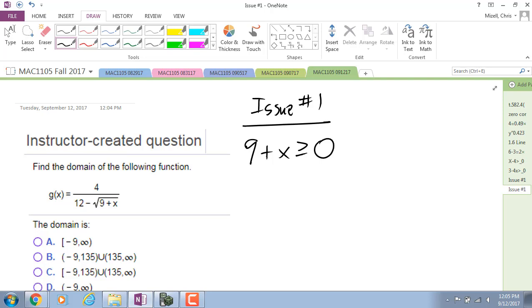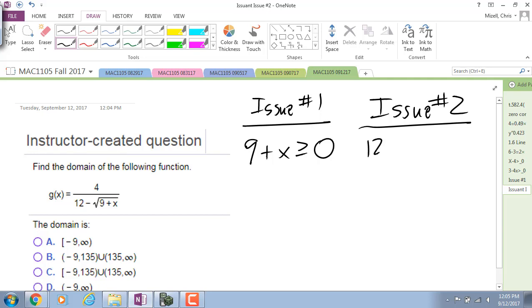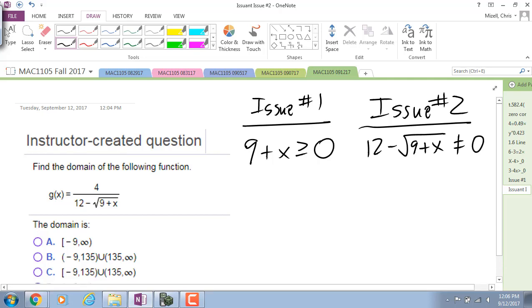The denominator then is 12 minus 0. That's fine. 12 minus 0 is actually 12, right? So you get 4/12, or 1/3. So nothing wrong with negative 9, but there is something wrong with something or other. So let's address issue number 2. 12 minus the square root of 9 plus x better not be 0. And there's some other value of x that maybe makes that 0.